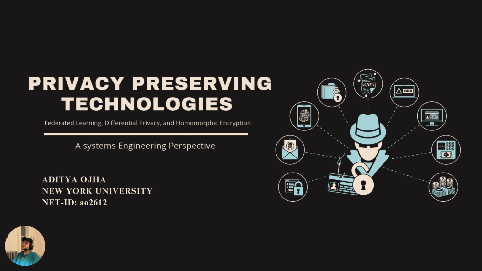Specifically, we'll be discussing three crucial privacy enhancing methods, which are federated learning, differential privacy, and homomorphic encryption. These technologies are essential in safeguarding sensitive information in an increasingly data driven world, and their applications span across industries like healthcare, finance, and mobile technology.